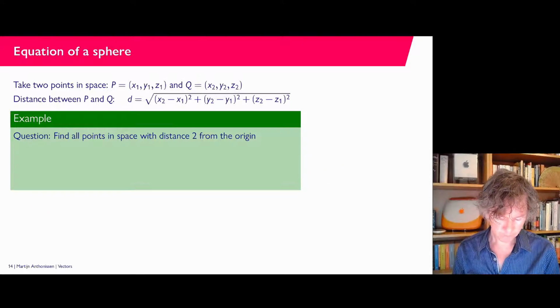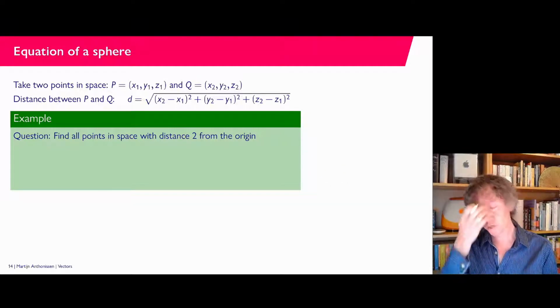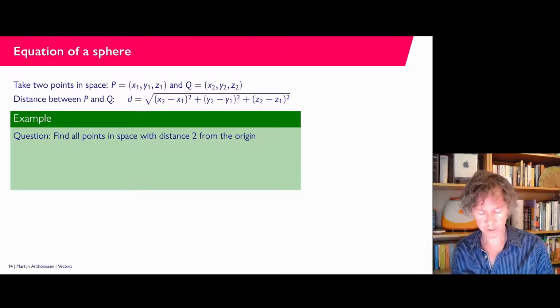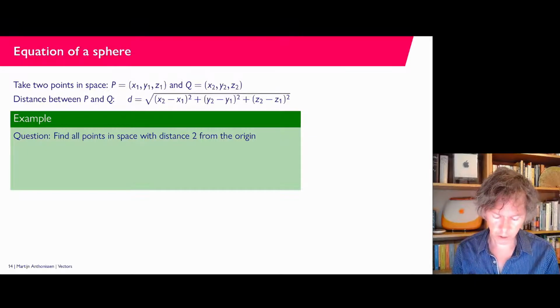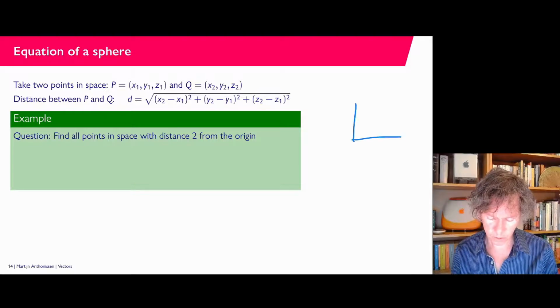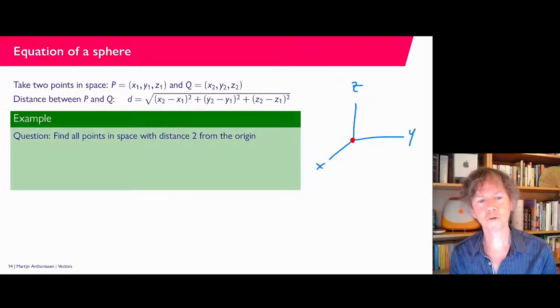So if we use that, then we could look at this question. Find all points in space with a distance 2 from the origin. So again, let us draw x, y, and z axis. The origin is here. And now I'm interested to find points at a distance 2.